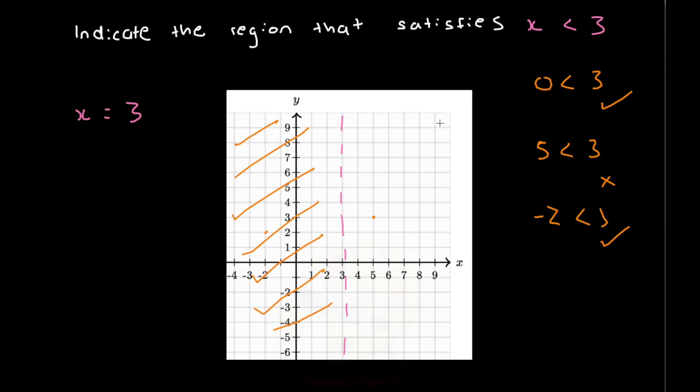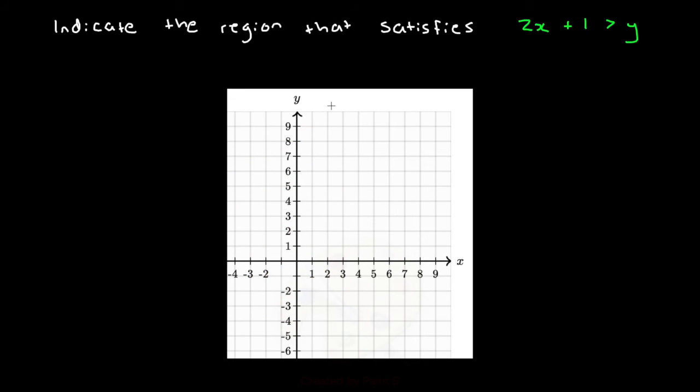And boom, you're done. Let's take a harder example. Here we're asked to indicate the region that satisfies 2x plus 1 is greater than y. We can rewrite this as y is less than 2x plus 1, and that makes it seem more like a linear equation. So just do what we did last time.